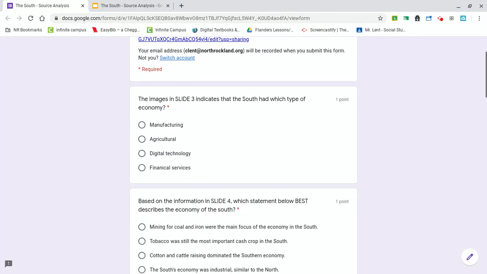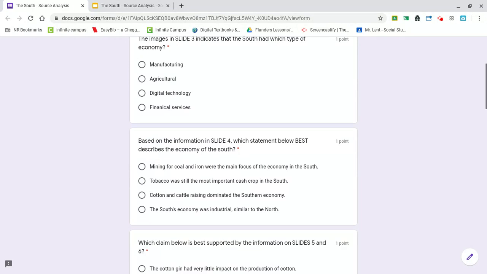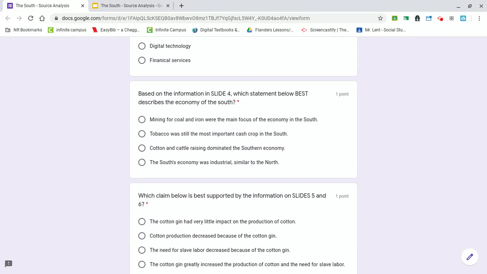Okay, so the first question, you can use slide 3 to identify what type of economy we have in the South. For slide 4, you want to use the information to tell us which statement best describes the economy in the South. You're going to use the map and all the information that's there on slide 4.